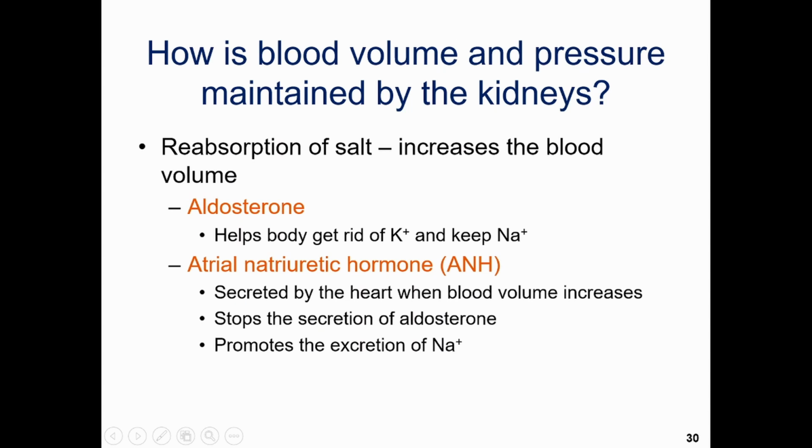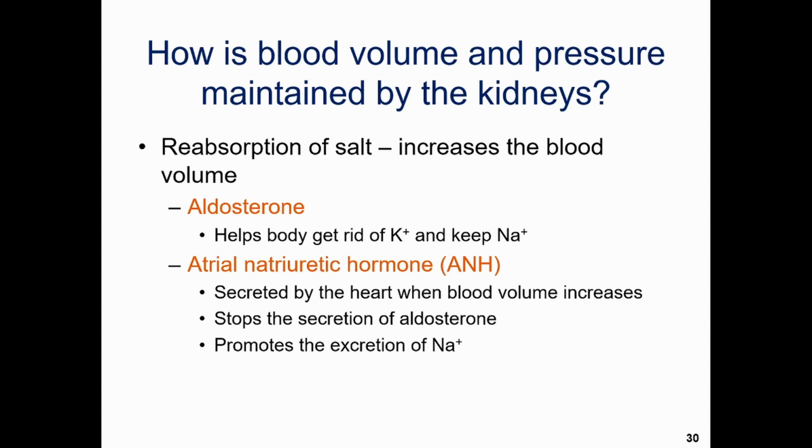That renin is going to trigger your adrenal glands to produce aldosterone. Aldosterone is going to help us keep sodium while getting rid of potassium. So aldosterone is going to help us reabsorb salts, which is going to increase our blood volume.